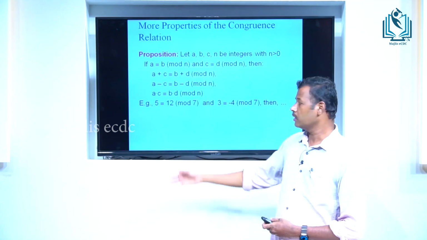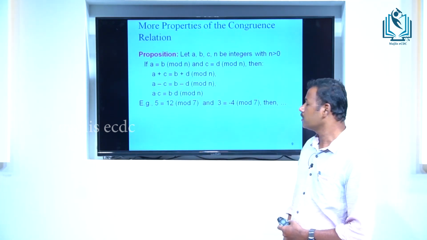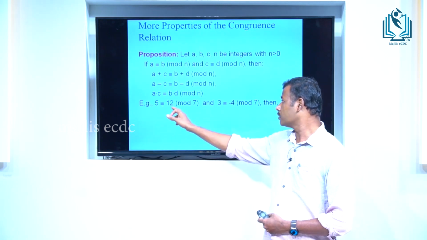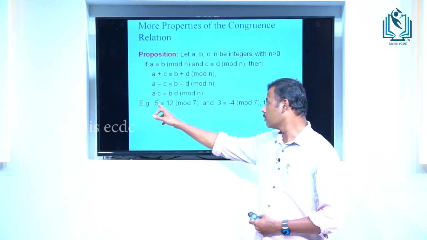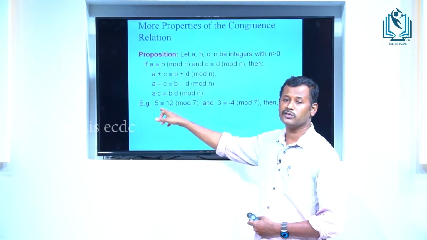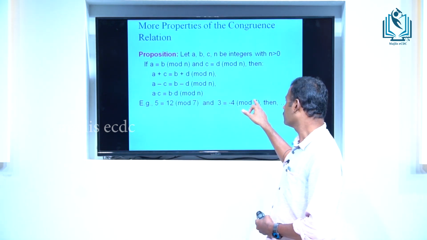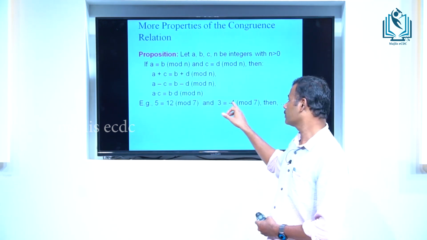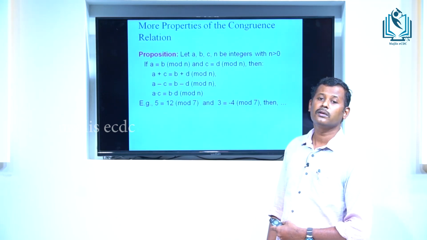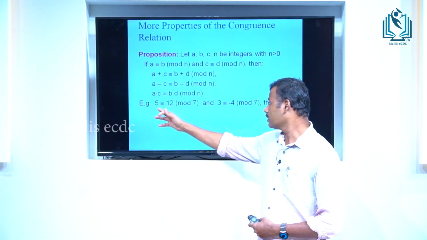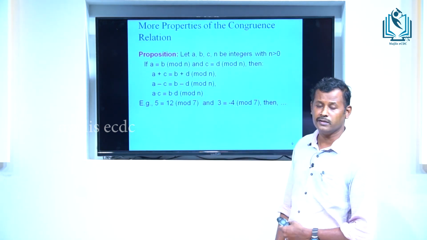Here is an example: 5 is congruent to 12 mod 7, and 3 is congruent to minus 4 mod 7. You know that 5 congruent to 12 mod 7 means 5 minus 12 is divisible by 7. Here 3 congruent to minus 4 mod 7 means 3 plus 4, which equals 7. 5 minus 12 equals minus 7. Then the remainder is 0.